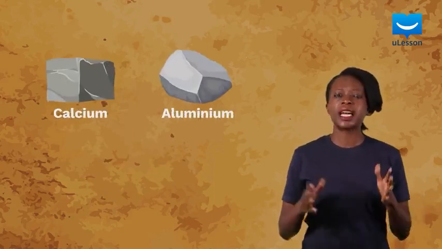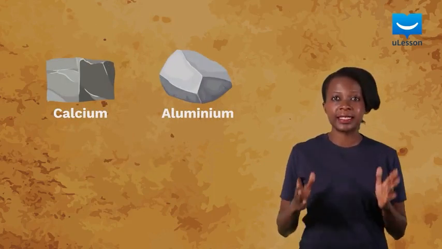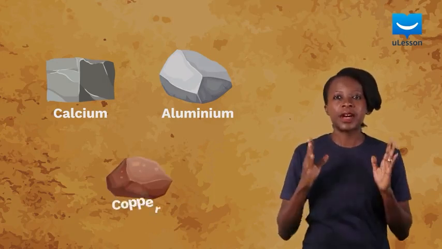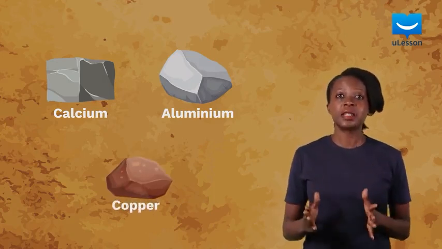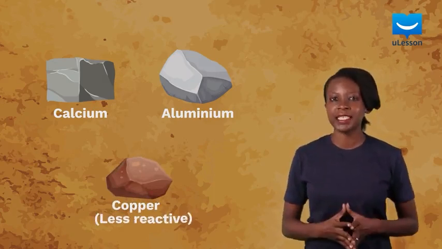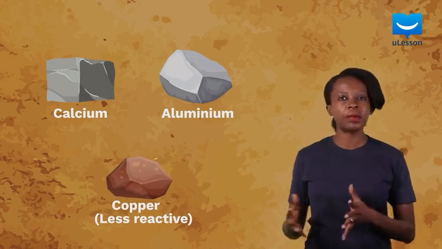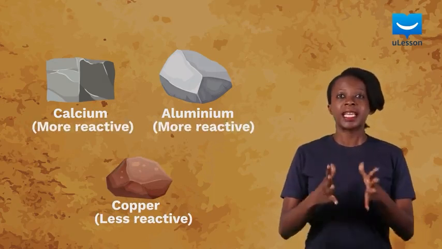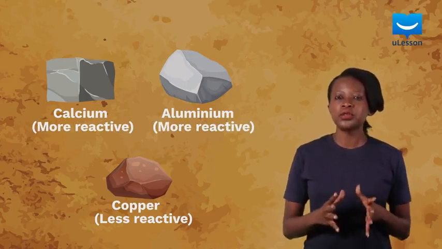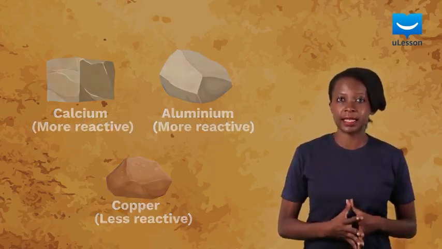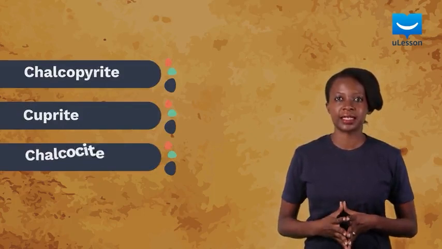Unlike some metals like calcium and aluminium, which can only be found in their combined states, copper can be found naturally in its free metallic state. This is because of its relatively low reactivity when compared to other metallic elements. In addition to occurring naturally in its free state, copper can also be found in its combined state, in some ores or minerals such as chalcopyrite, cuprite, and chalcocite.